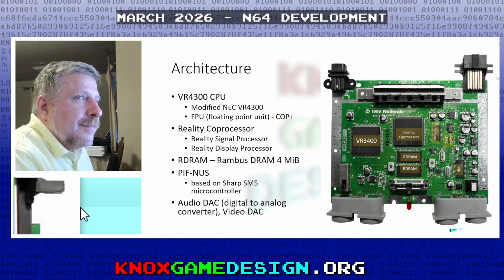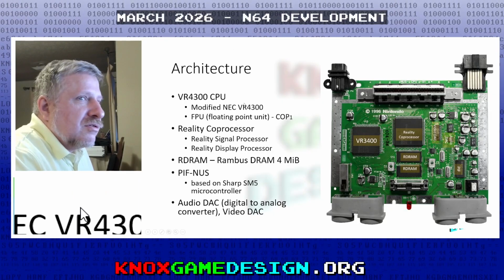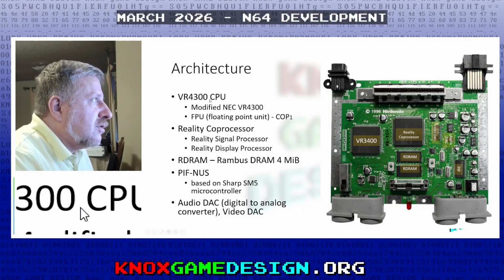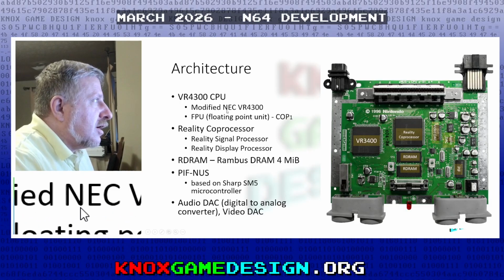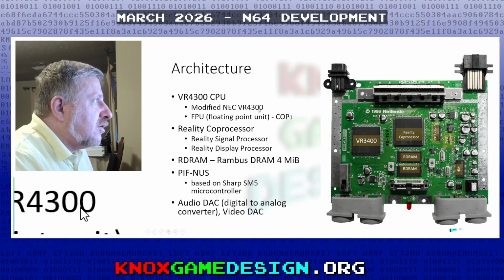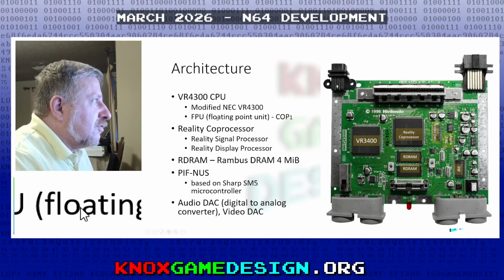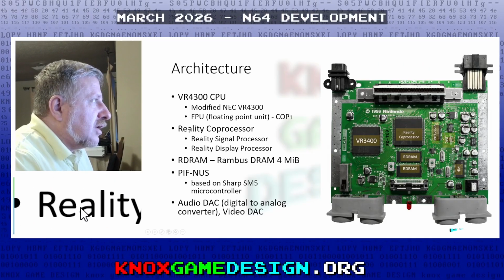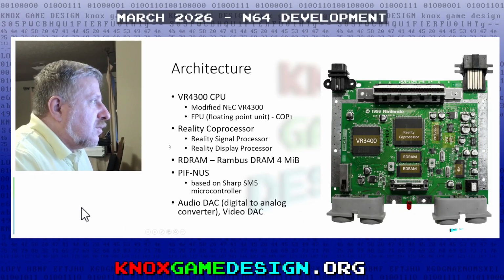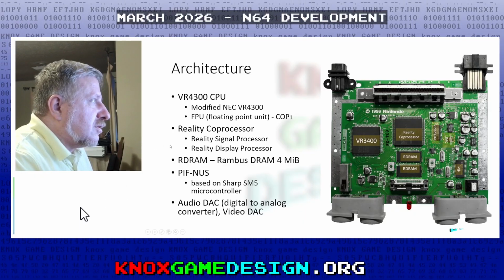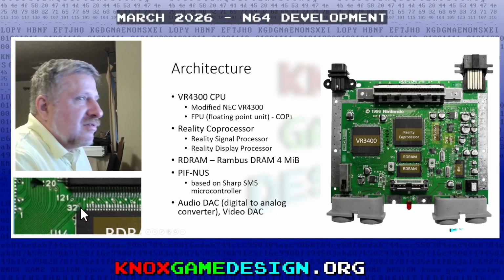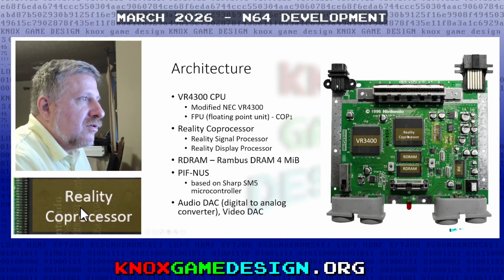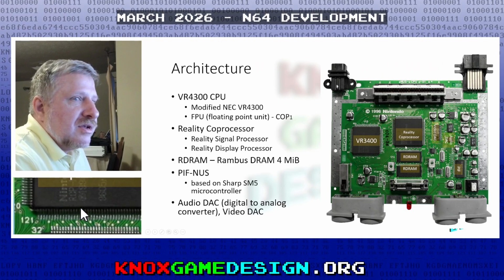So this is a little bit about the architecture. It used a CPU called the VR4300 CPU. It was a modified NEC VR4300. It has an FPU, floating point unit processor, COP1. It also had a reality coprocessor with the reality signal processor and reality display processor. And you can see these on the motherboard picture right here, the VR4300 and the reality coprocessor.